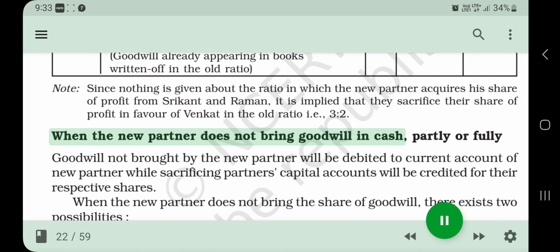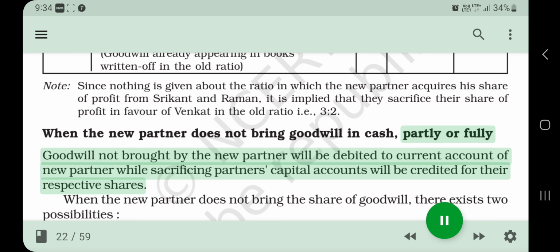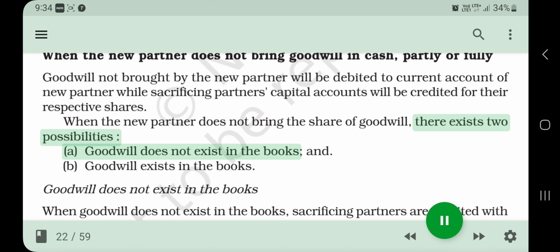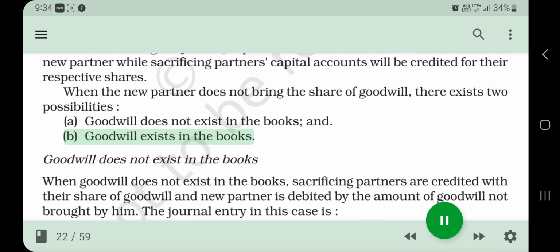Here the new partner does not bring goodwill in cash. Partly or fully goodwill not brought by the new partner will be debited to the current account of the new partner, while sacrificing partners' capital accounts will be credited for their respective shares. When the new partner does not bring the share of goodwill, there exist two possibilities: A. Goodwill does not exist in the books, and B. Goodwill exists in the books.